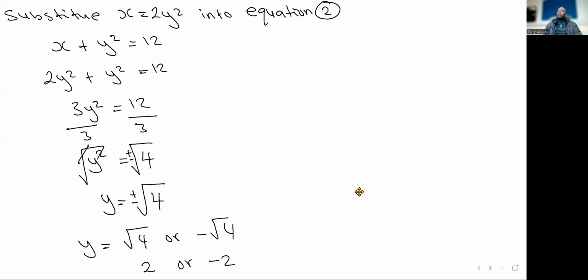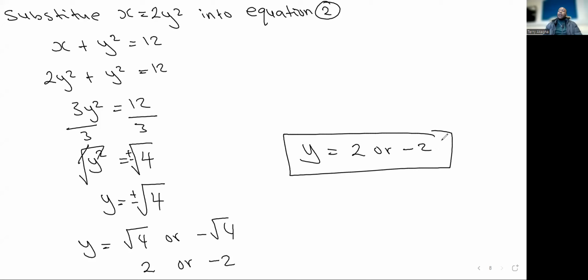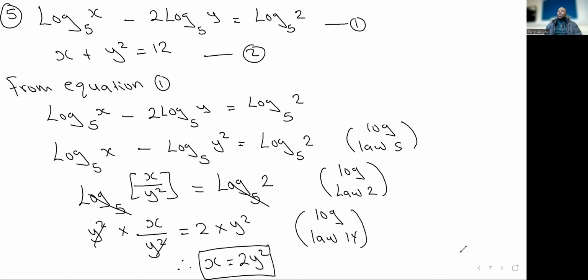So now we can say y is equal to what? 2 or what? Minus 2. So then the next thing that we have to get is the corresponding value for x. We can now substitute y individually, for when it's 2 and when it's minus 2, into any of the equations here to get the corresponding value for x.